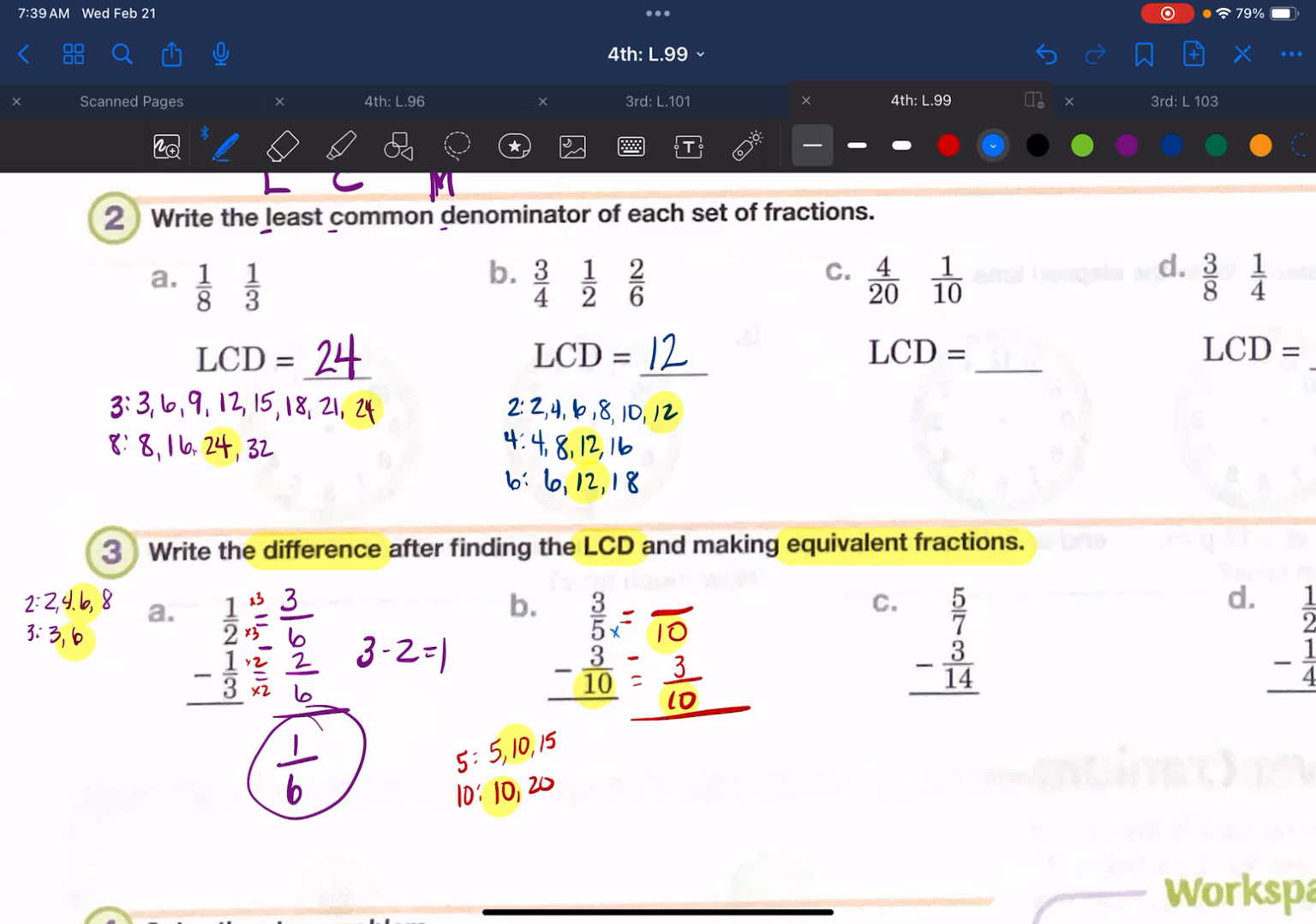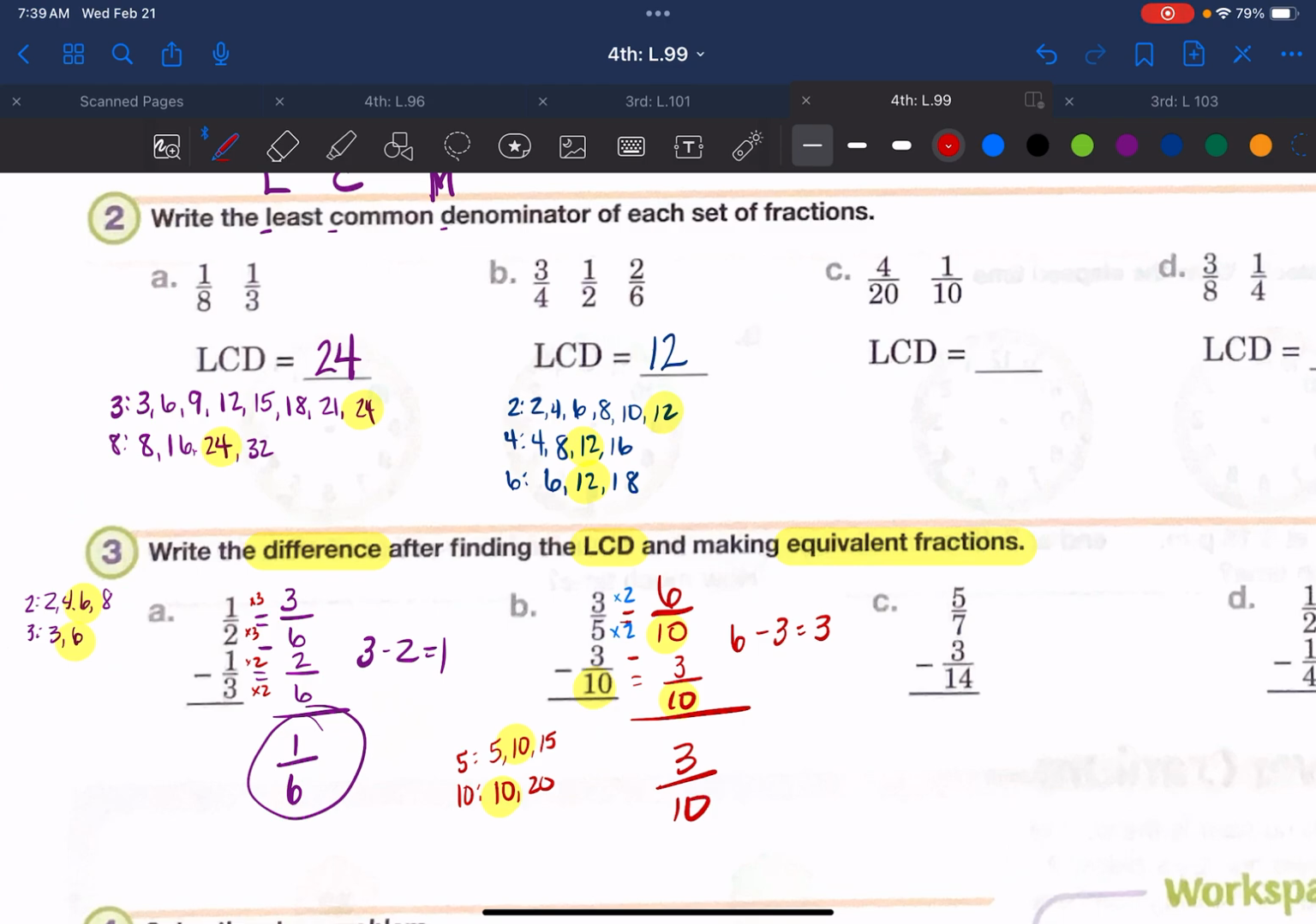So now, times what? 5 times what equals 10? 5, 10. 5 times 2. So I do 2 up here. So my new numerator, 3 times 2, is going to be 6. All right, so now I have 6 take away 3, which equals 3. So I'm going to write 3 tenths.